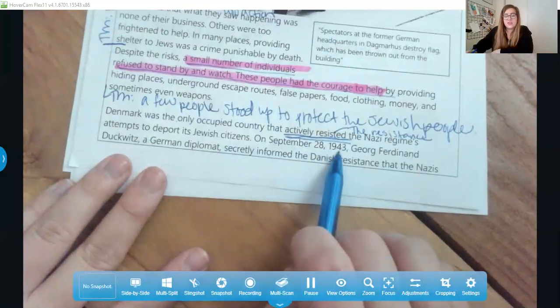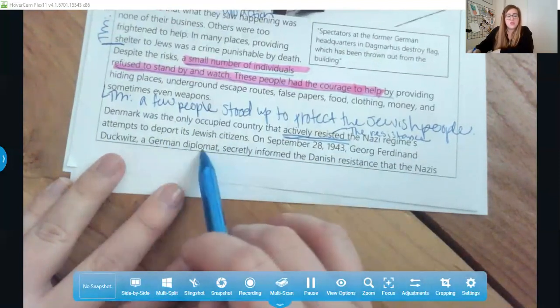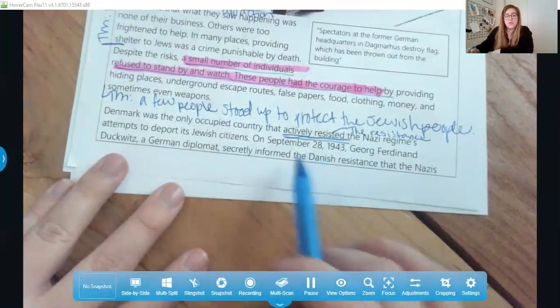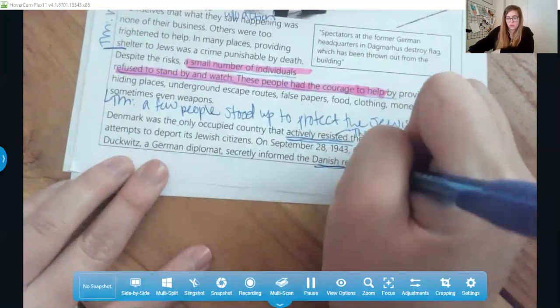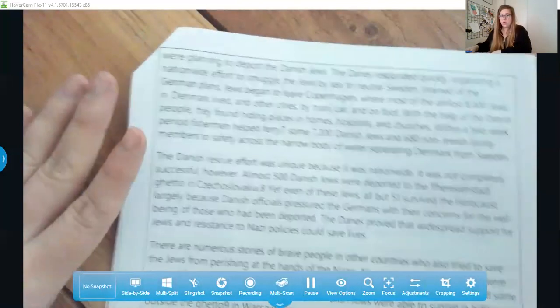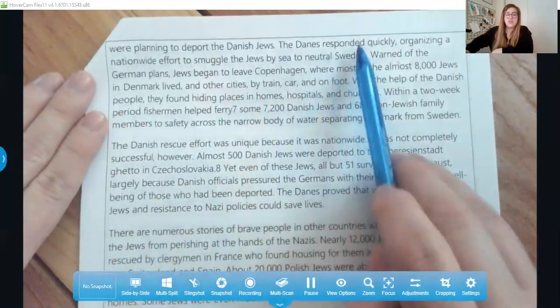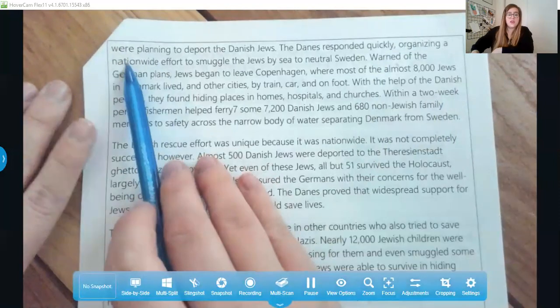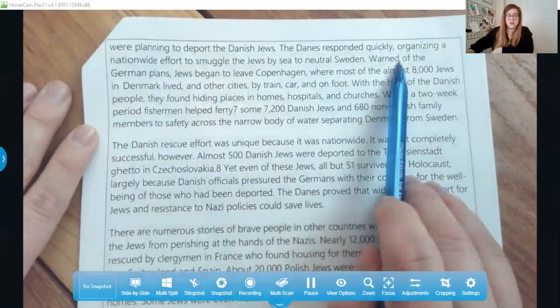On September 28, 1943, George Ferdinand Duckwitz, the German diplomat, secretly informed the Danish resistance, remember, that's that resistance again that we read about in the book, that the Nazis were planning to deport the Danish Jews. The Danes responded quickly, organizing a nationwide effort to smuggle the Jews by sea to neutral Sweden.